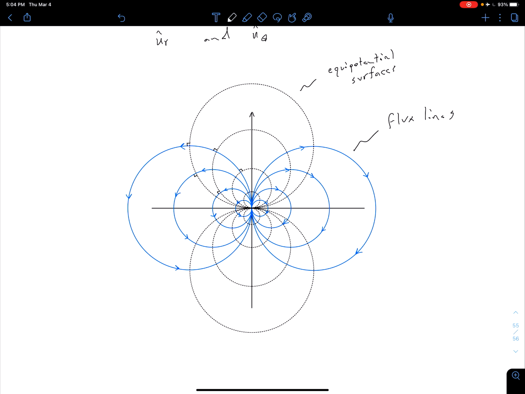One interesting application is that a lot of studies centered on hearts, in particular human hearts, will utilize flux lines and equipotential surfaces.